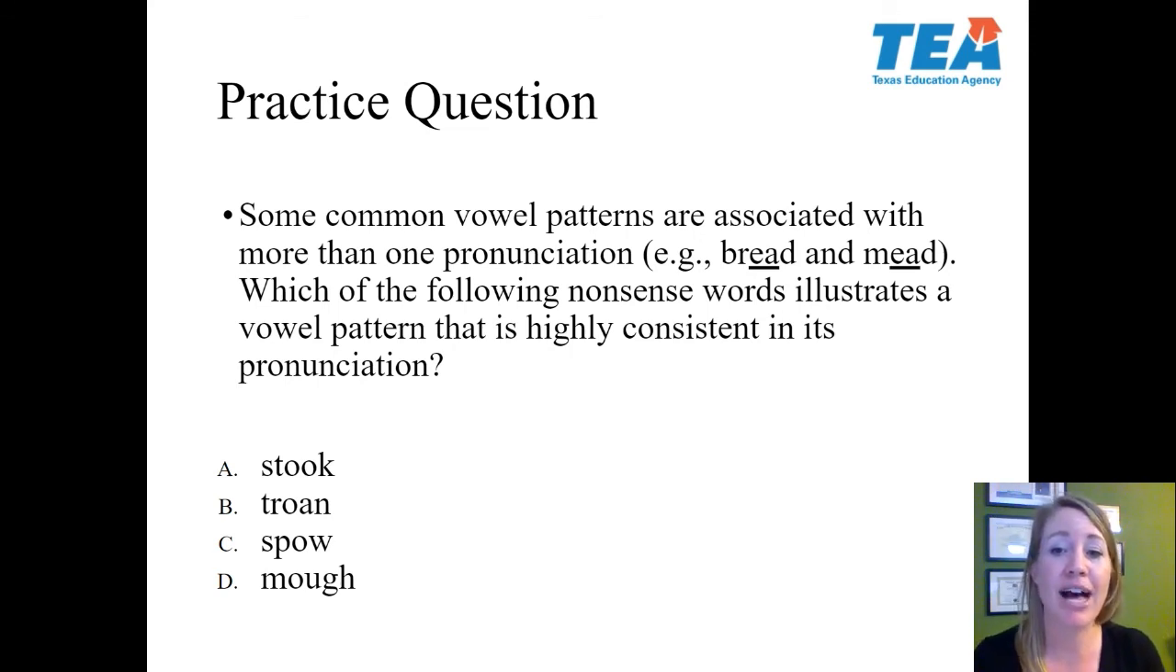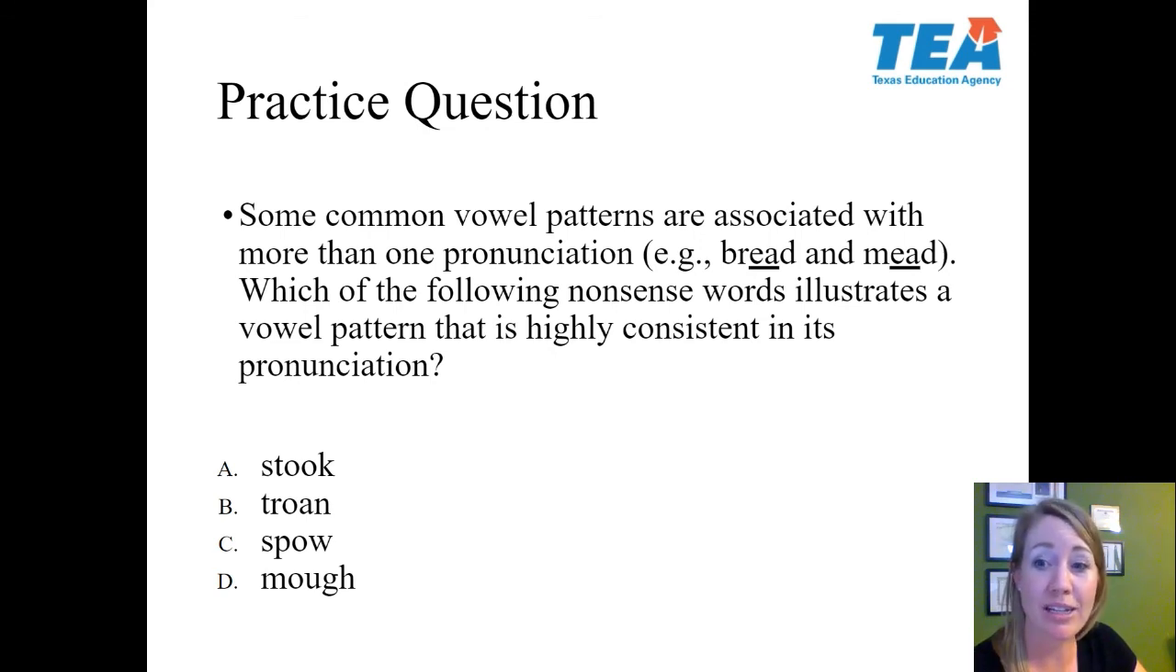Some common vowel patterns are associated with more than one pronunciation. For example, bread, mead. Which of the following nonsense words illustrates a vowel pattern that is highly consistent in pronunciation? Okay, we got to break this down. First of all, we got to look at what they're asking here. Some common vowel patterns, they are talking about vowels. They didn't say consonants, okay? They're talking about vowels. They're talking about patterns.